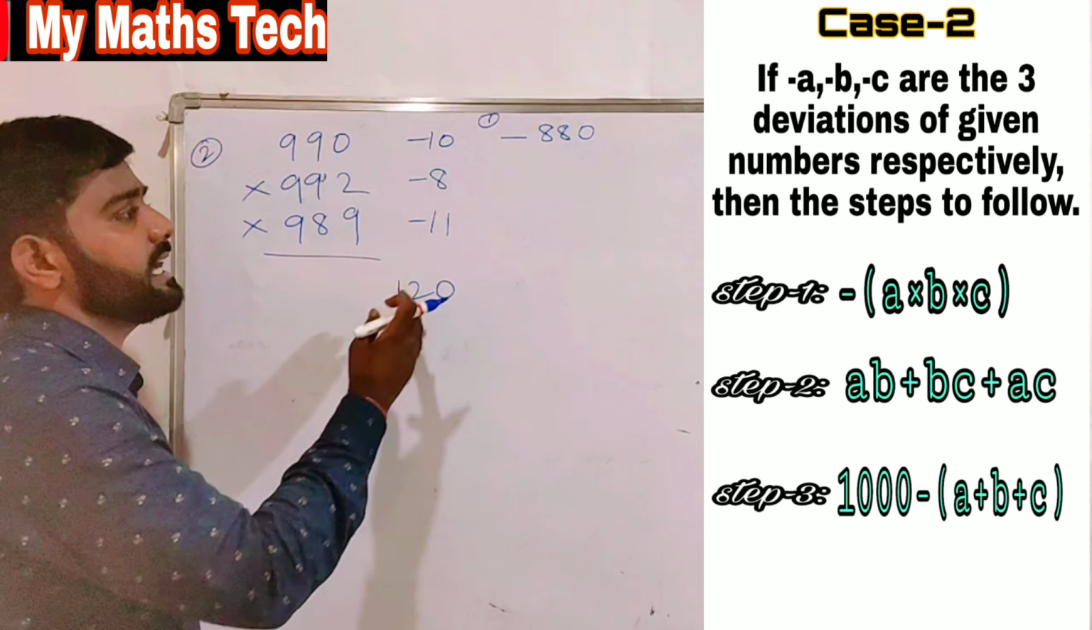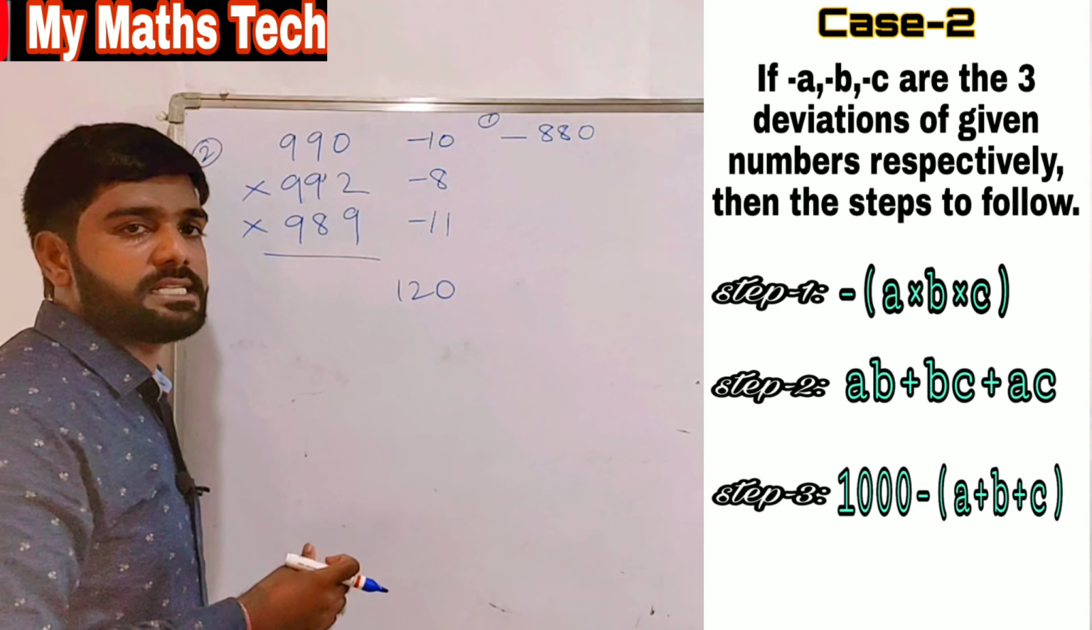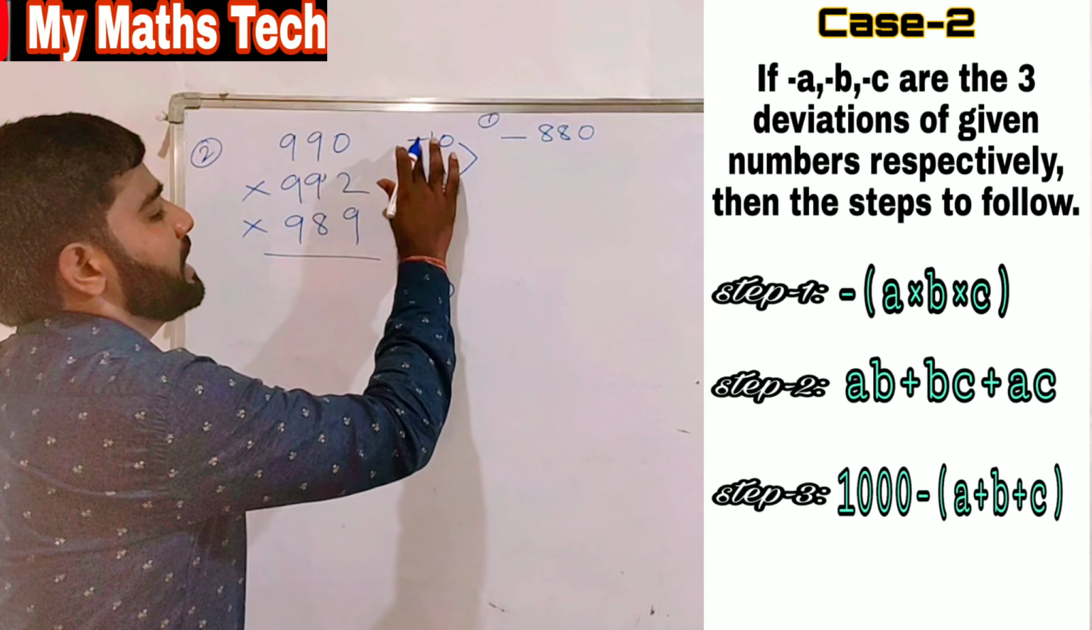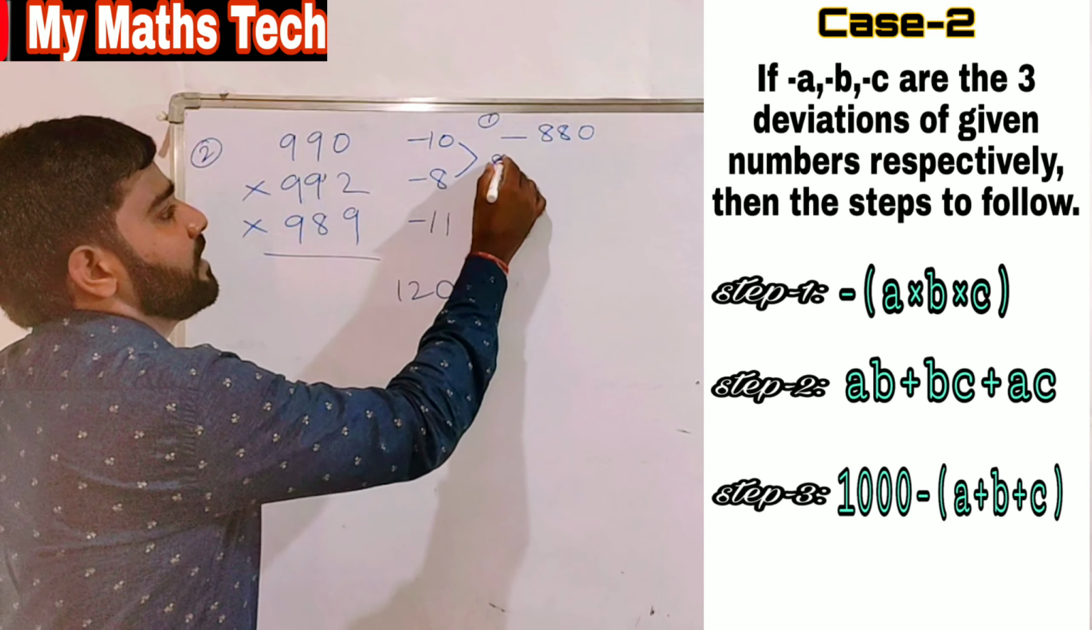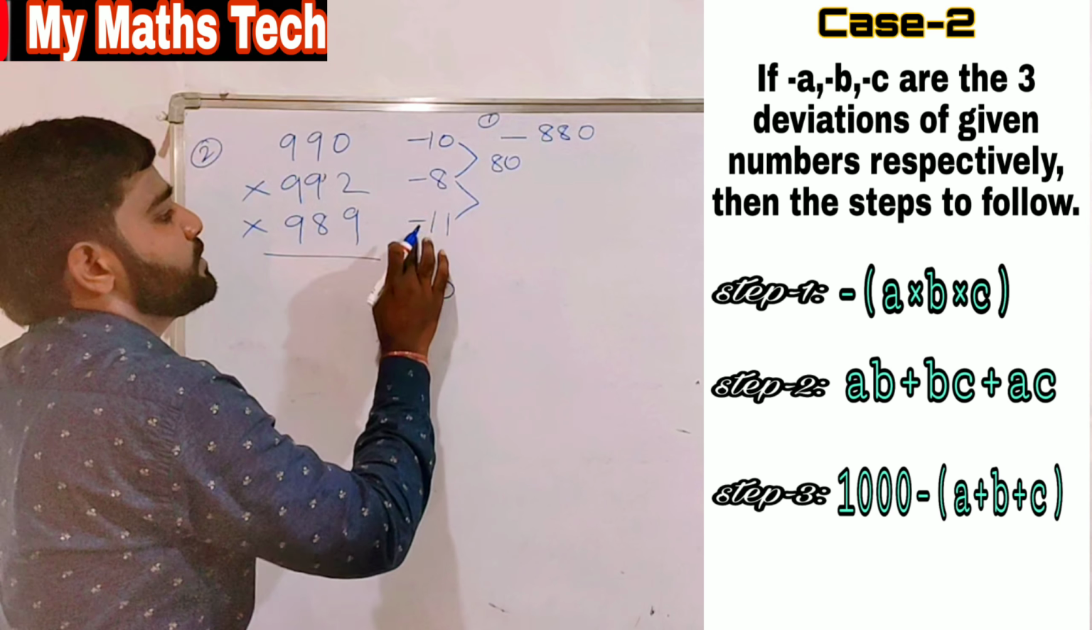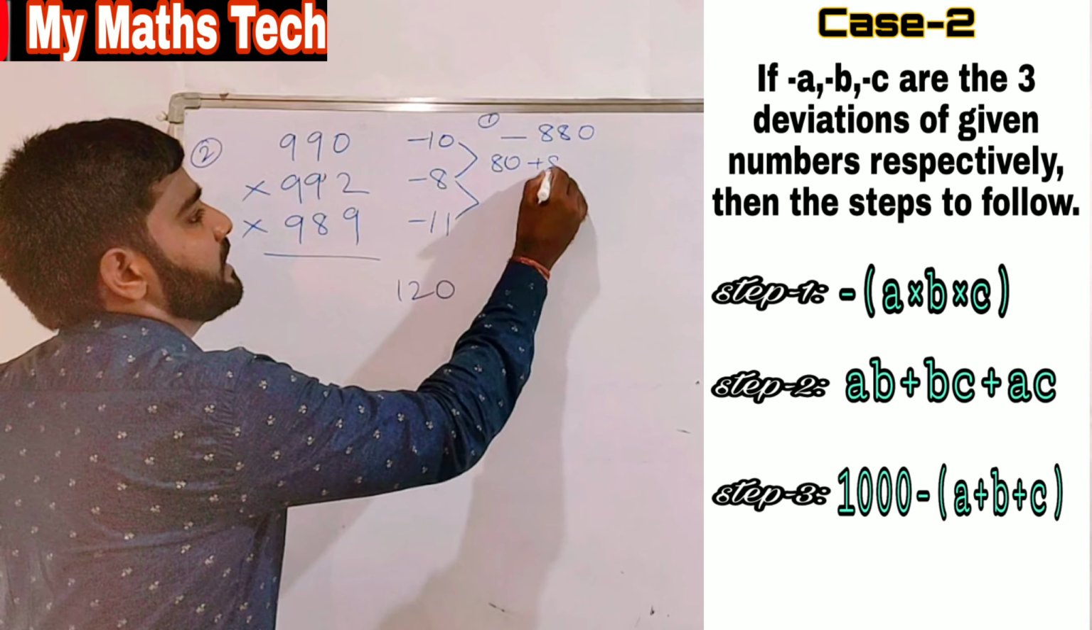Then the second step is the sum of the products AB plus BC plus AC. AB: minus into minus is plus, 10 times 8 is 80. BC: minus into minus is plus, 8 times 11 is 88.